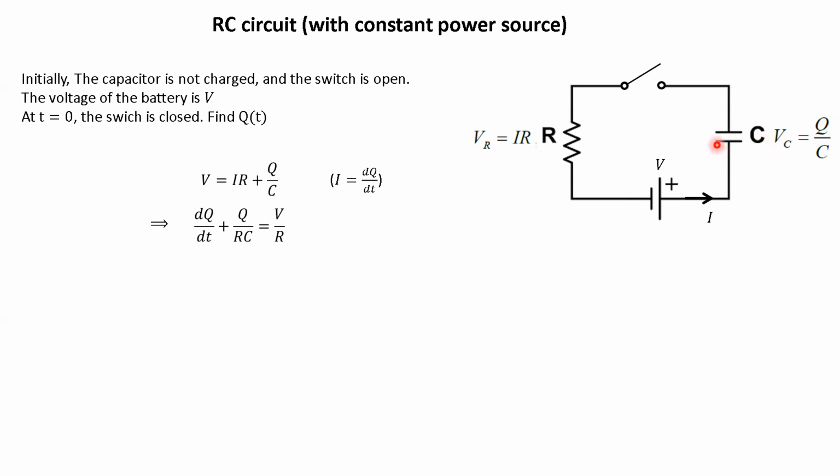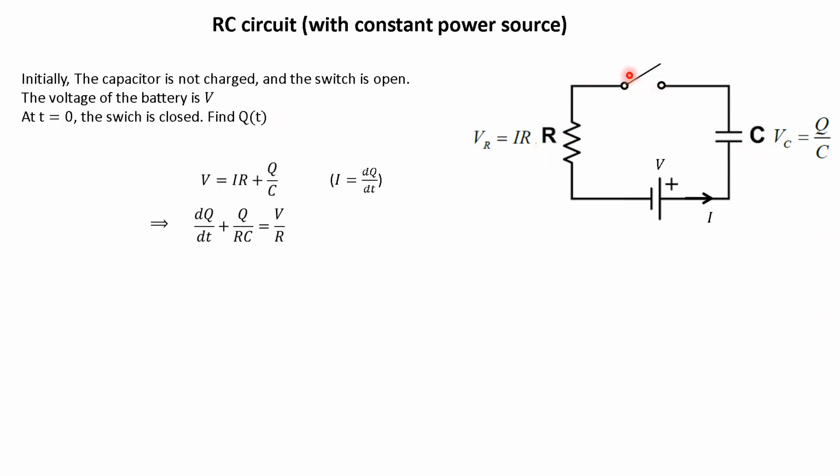You can see that as you build up more and more charge, this potential difference gets bigger and bigger, and eventually the current cannot flow anymore, because the voltage of the battery is exactly opposed by the voltage across the capacitor. So this is the problem. The initial condition, as I said, is that Q at t equals 0 is 0, and at t equals 0, I close the switch.